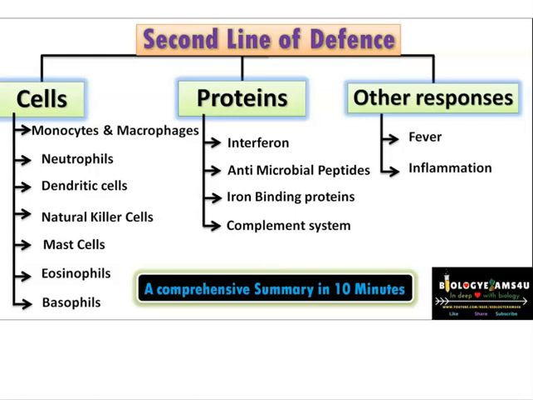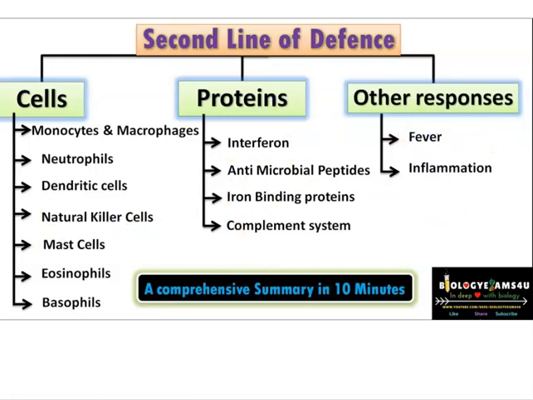Well, what if it gets in? Okay, well now we need a second line of defense. And notice there's several prongs of attack here. So we're going to have some cells, and you probably recognize some of these when you studied blood and you looked at some of the white blood cells. We're going to talk a little bit about some proteins and then some other.